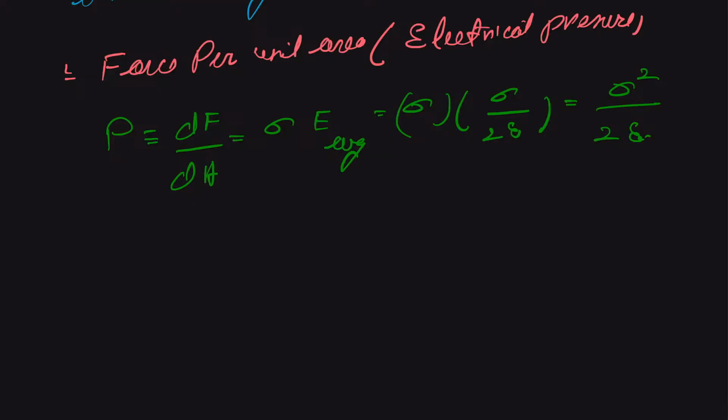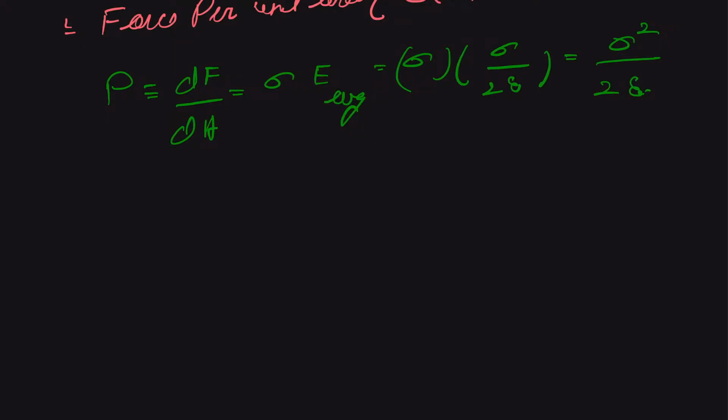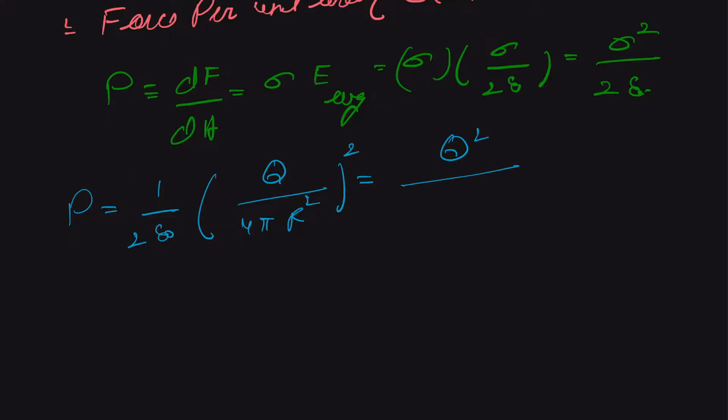And we substitute the value of sigma in terms of charge. Therefore we can say that P will be equal to 1 upon 2 epsilon naught, and the charge density was Q upon 4 pi r square, the whole squared, and this comes as Q square upon 32 pi square epsilon naught r raised to power 4. So this is our outward electrostatic pressure acting on the bubble.